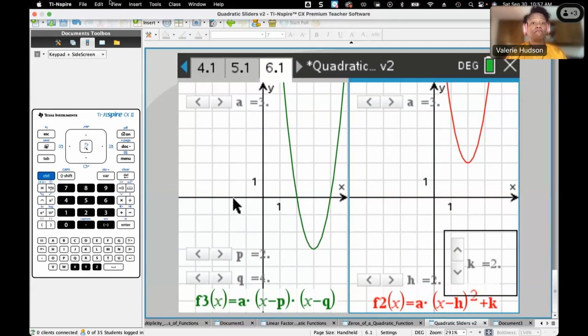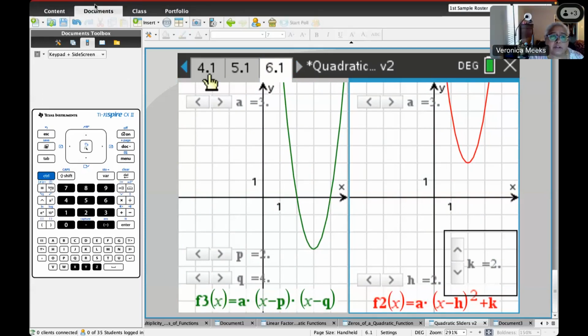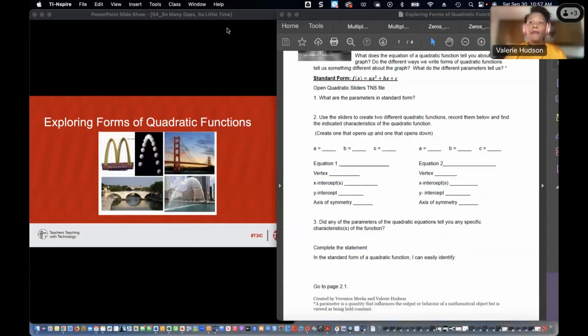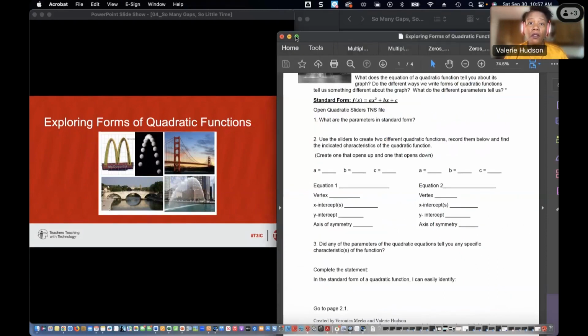Valerie, why don't you go back to the document we created to go with this so we can kind of show those pieces. Sure. Okay. Let me make this bigger. There we go.